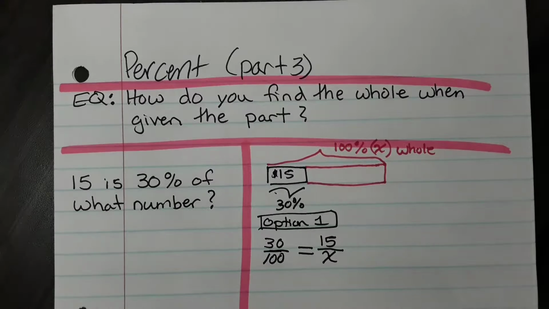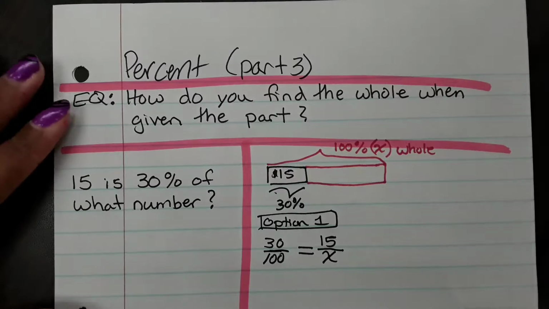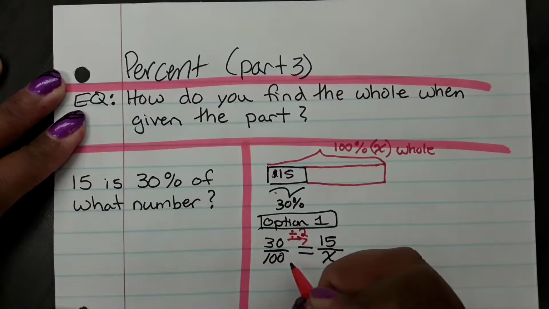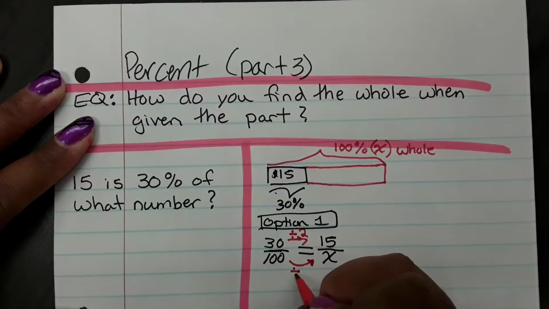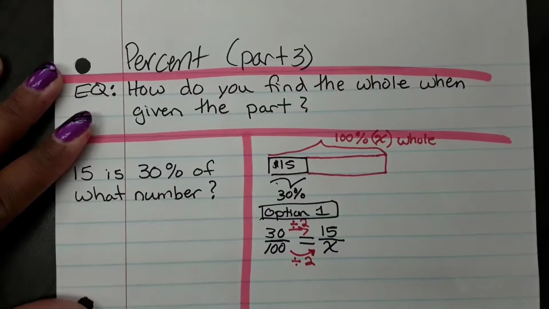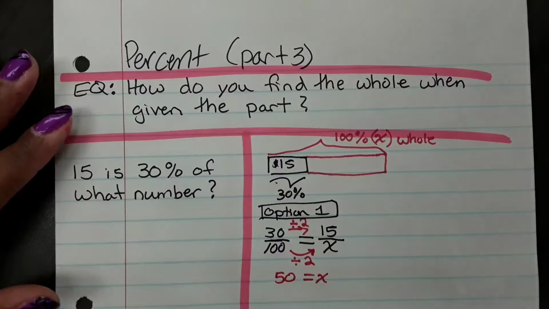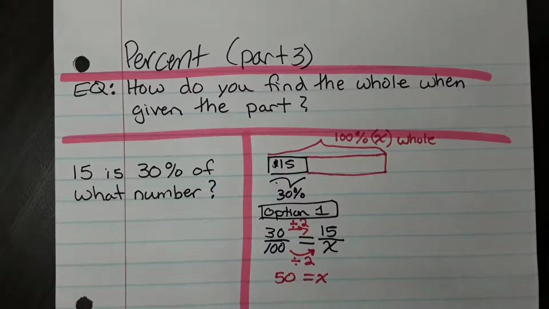That's our mystery number. We want to know how much in total did Miss Castro have to start with. Now that we have our proportion written, we can go about solving it. You're probably thinking to yourself, 30 divided by what can get you 15? In this case, it's 2, so we're going to do the same thing to the bottom, divide it also by 2, and our mystery number comes to 50. So in this example, Miss Castro would have $50 in her wallet before she let me borrow $15. Now that was with option 1.